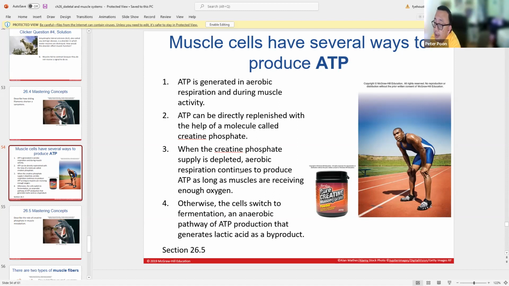There are 2 ways to do it. One is aerobic respiration. Aerobic respiration allows you to use oxygen. You breathe in oxygen, and you can use that to burn sugar to make ATP. With anaerobic respiration, you get lactic acid as a byproduct. We covered this already in one of the early chapters.